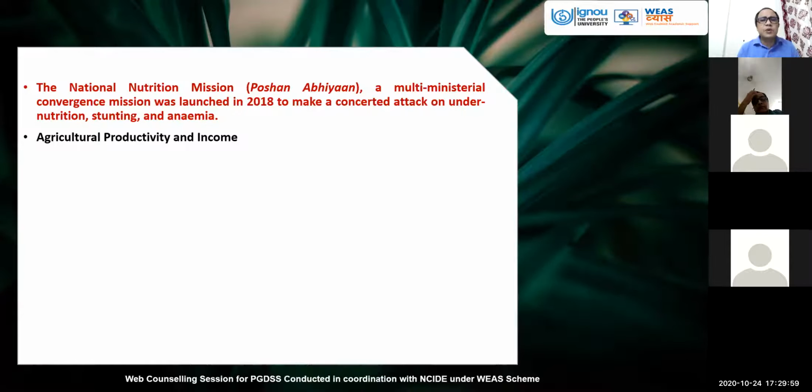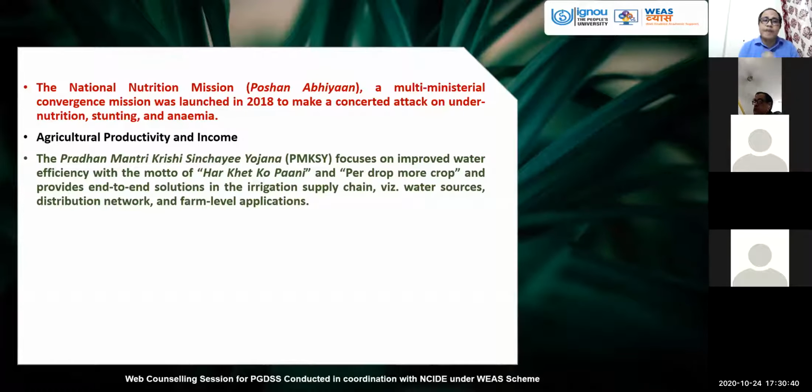Another way to end hunger: if you look at a country like India, it is very common in newspapers that farmers are taking extreme steps of suicide. What is the basic reason? Their production, and they have loans, and all these things. So the point is that we need a specific policy on agricultural productivity, how to improve their income. For that, we have the Pradhan Mantri Krishi Sinchaya Yojana. At least that will give a way to improve their production and to maintain their income.